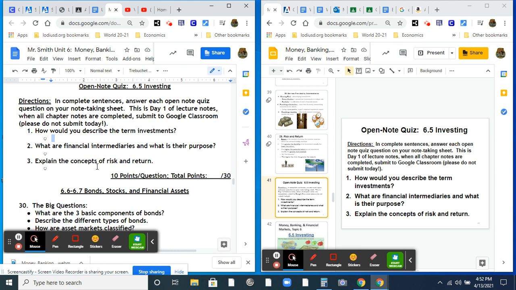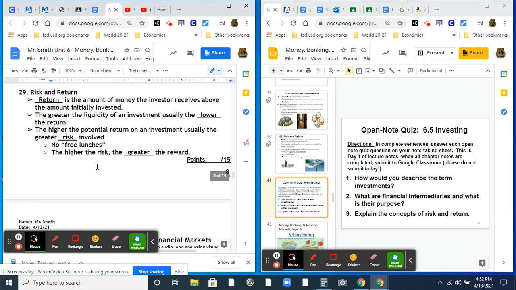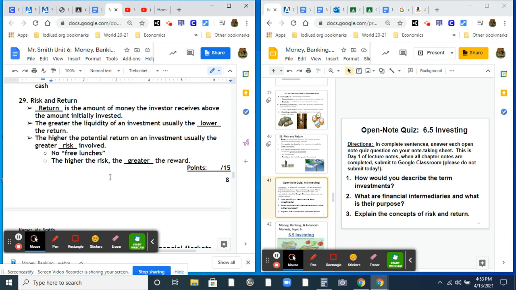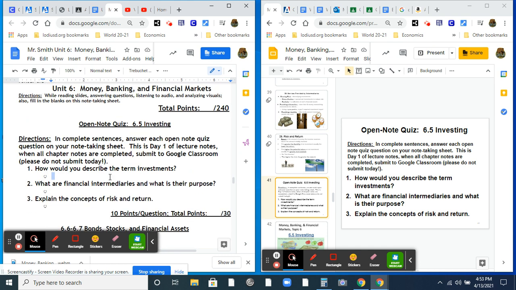Explain the concept of risk. Risk is the amount of assets involved in a transaction, and the return will be contingent upon the risk. The higher the return, the higher the potential risk. But with high risk, you might actually lose money, not to mention have no return, any return.